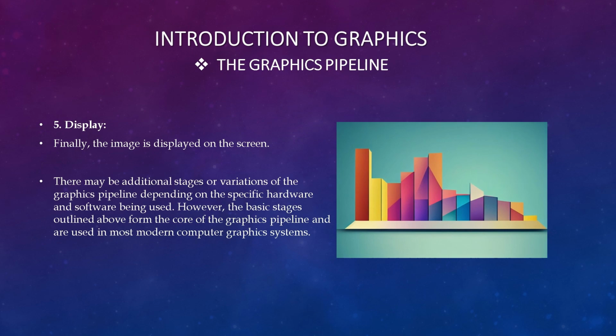5. Display. Finally, the image is displayed on the screen. There may be additional stages or variations of the graphics pipeline, depending on the specific hardware and software being used. However, the basic stages outlined above form the core of the graphics pipeline and are used in most modern computer graphics systems.